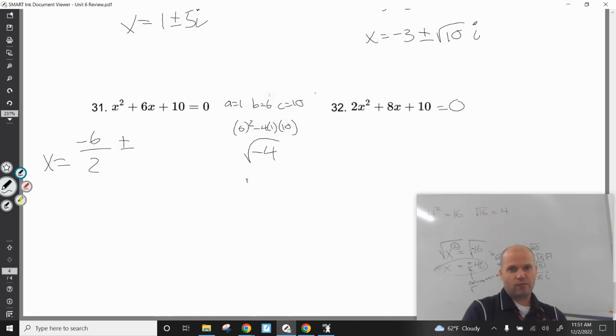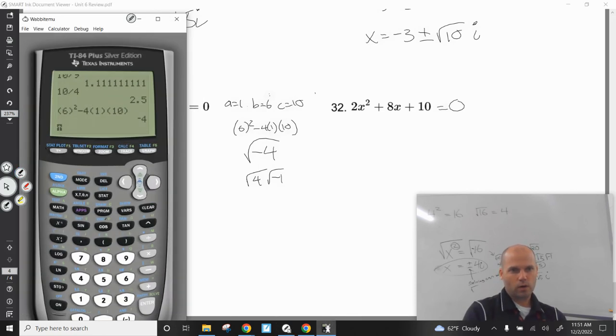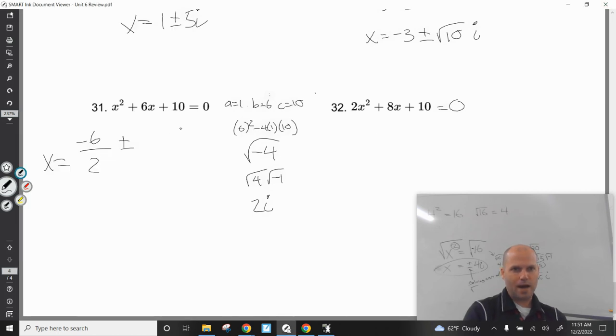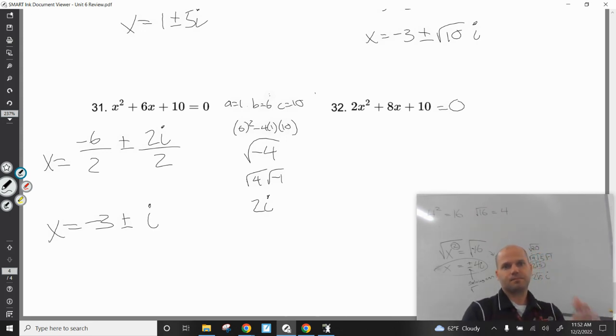The square root of negative 4 is the square root of 4 and the square root of negative 1. The square root of 4 is just 2. The square root of negative 1 is i. 2i is what ends up here on the top. But that's divided by 2a, again, which is 2. Now do some division. Negative 6 divided by 2 is negative 3. Use your calculator if you need it to. 2 divided by 2 is just 1. So you get negative 3 plus or minus i. Okay? Let's do it one last time, and then we're done.